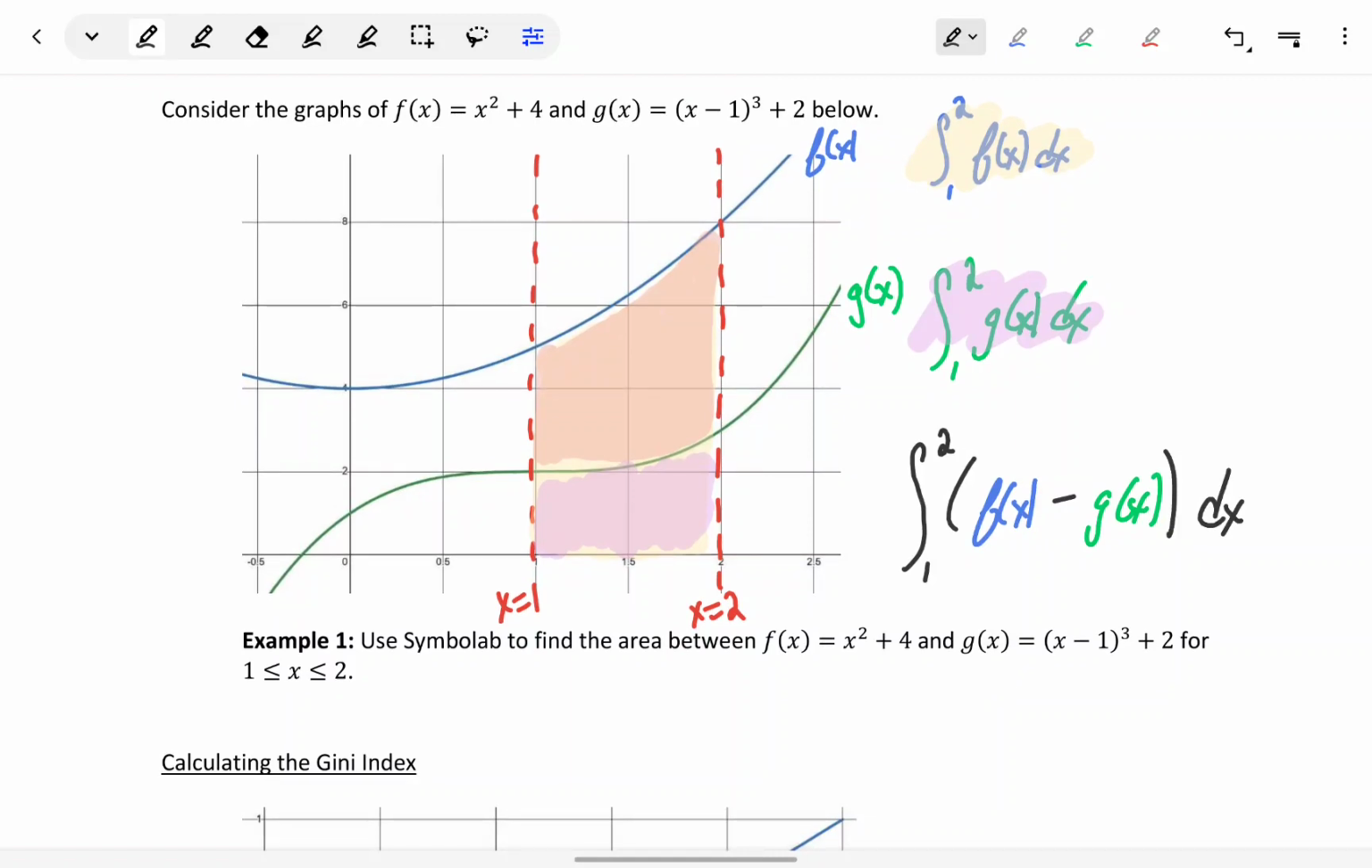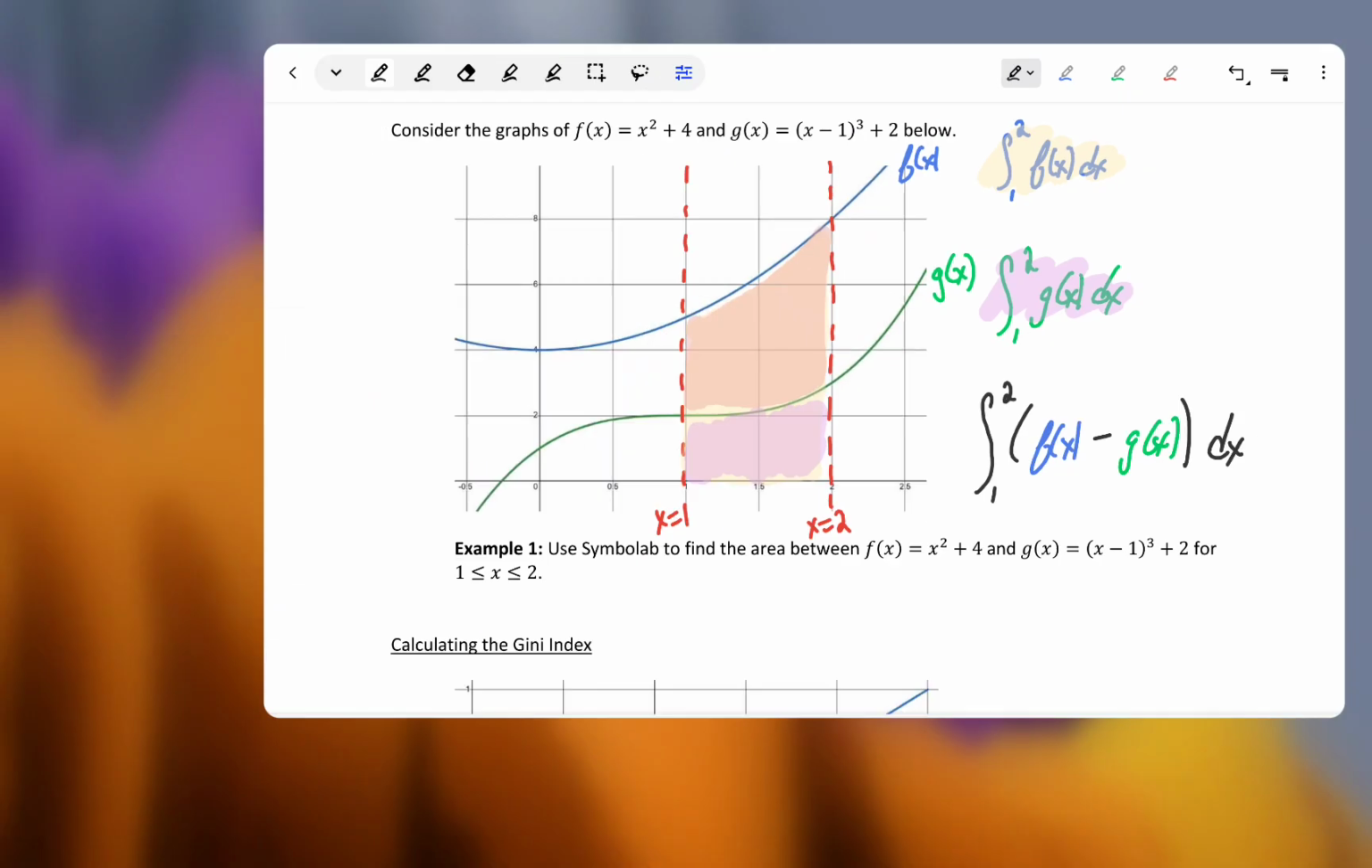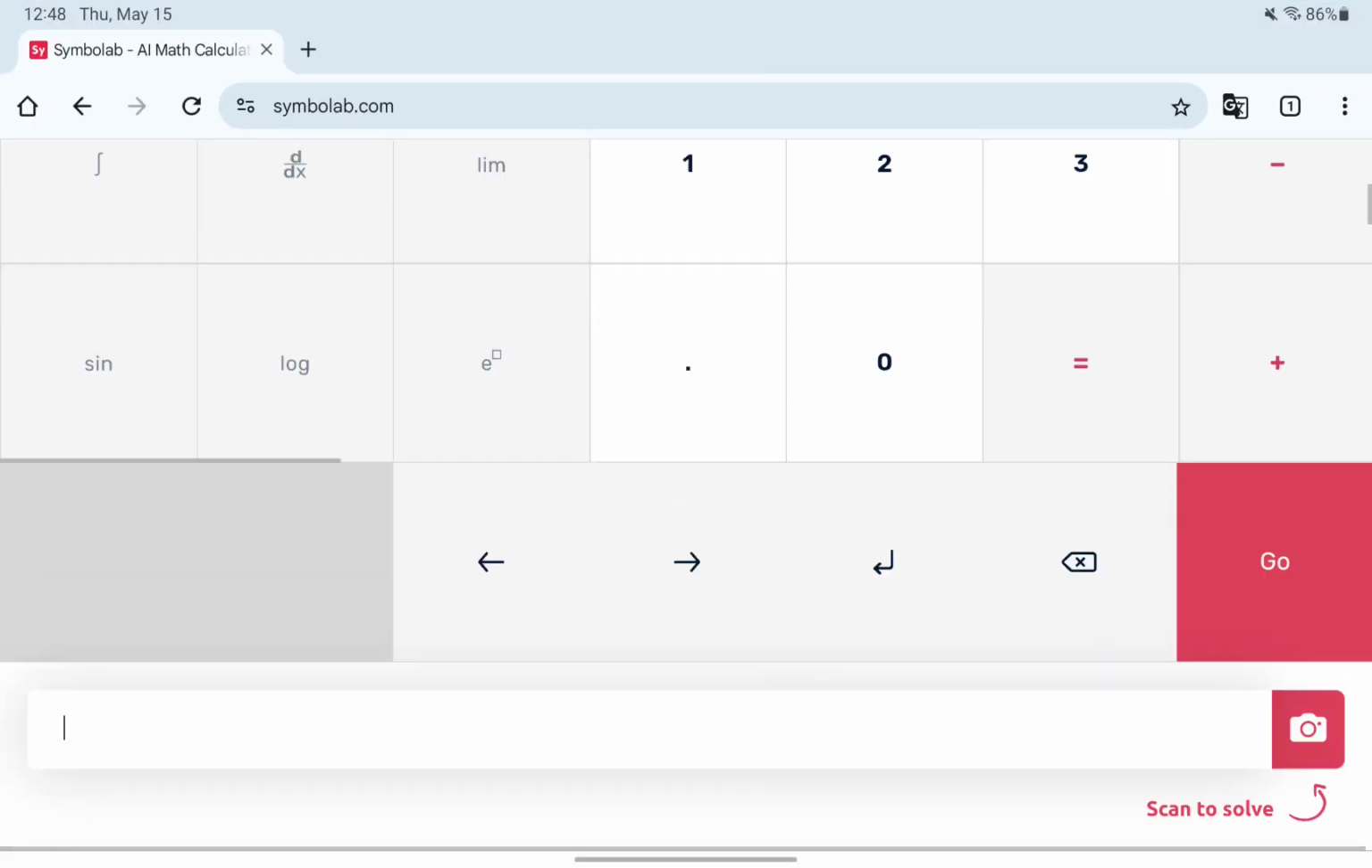So again, what we're doing here is finding that total area under the curve f of x, then subtracting out the total area under the curve g of x, which leaves us with just that bounded area between those two functions. And then in example 1, we can go ahead and use Symbolab to calculate this result.